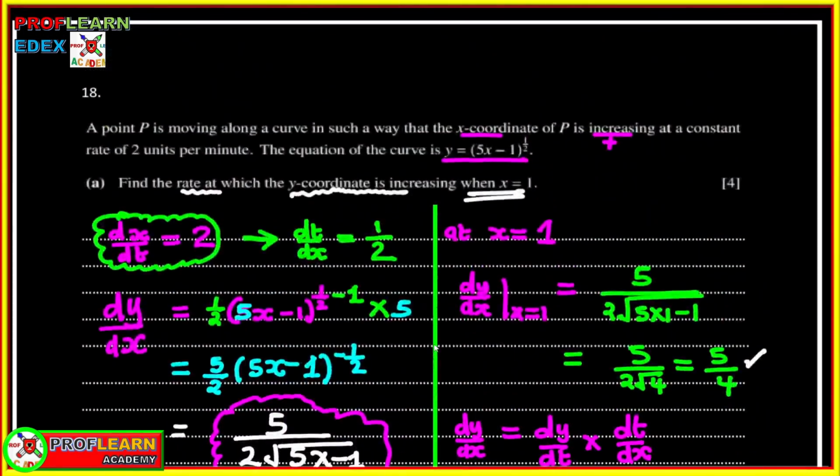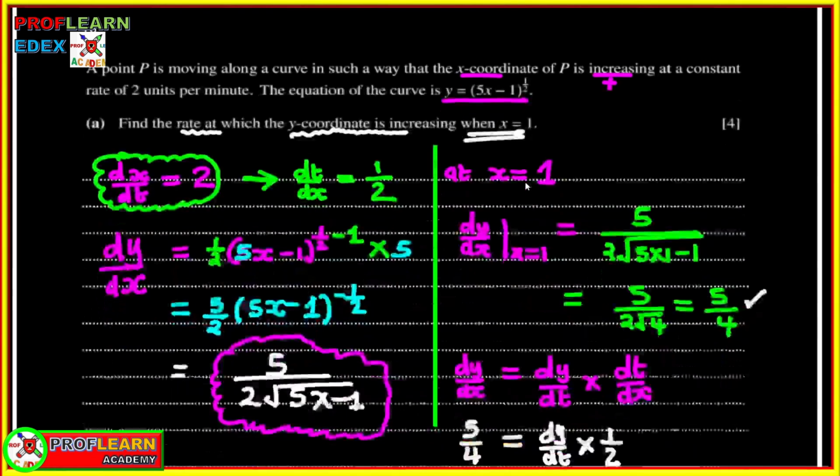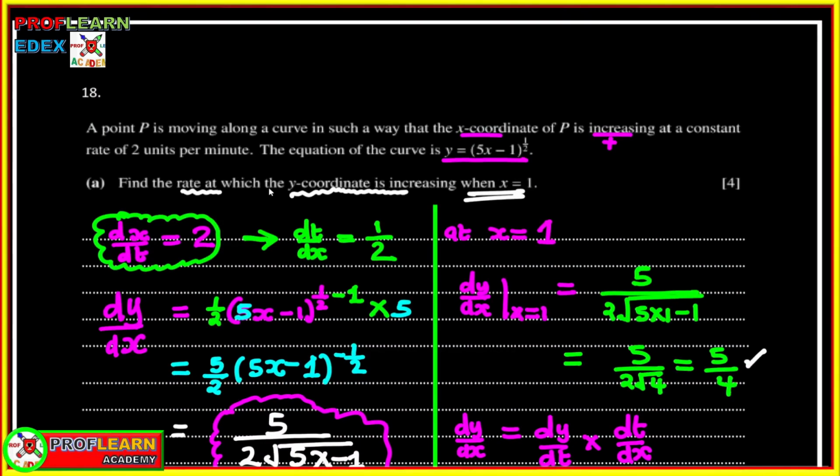Okay, now in question number 18, a point P is moving along a curve in such a way that the x coordinate of the point P is increasing at a constant rate, 2 units per minute. The equation of the curve is this. Find the rate at which the y coordinate is increasing when x equals 1. From this part we know that it's increasing, so we have a positive value for the rate of change of x.